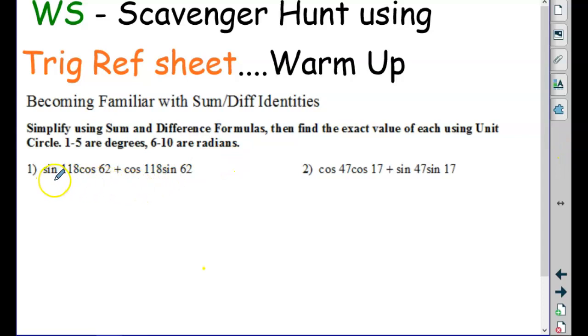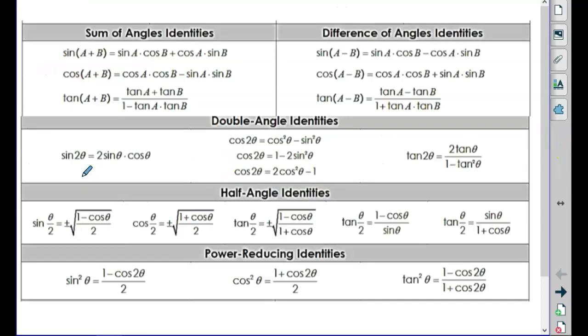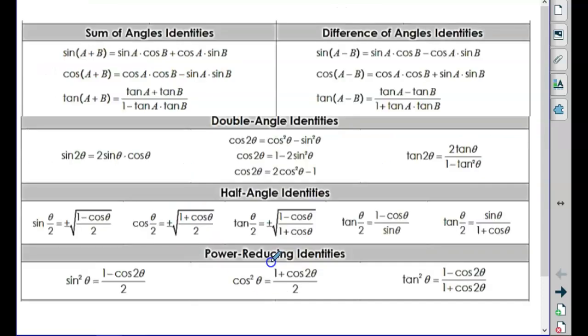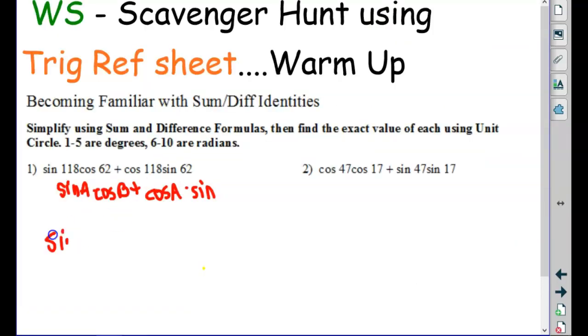Can anybody find something on the reference sheet that looks like this? It says sine times cosine plus cosine times sine. Okay, sine times cosine plus cosine times sine. It says the sine of A plus B. Does everybody see that? This is just about, can you find it on the reference sheet? So this becomes sine of A plus B, but what are A and B for this particular example?